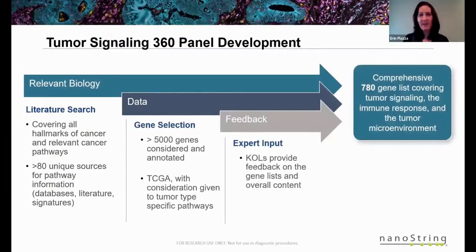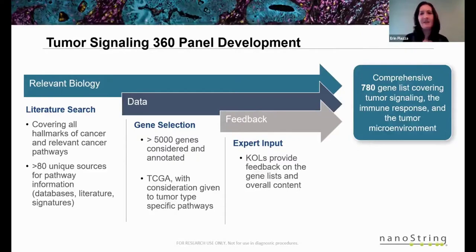So for this particular panel, we started again with the literature search, making sure we covered all hallmarks of cancer and cancer-relevant pathways. That gave us 80 different unique sources for genes that included databases, literature, and published signatures. Overall, we considered over 5,000 genes, and these were annotated with respect to pathways. And then we used our internal development software to assess the most informative genes in each of those pathways within the context of TCGA, with consideration in some cases for tumor type specific pathways in a fashion I'll explain a bit in a few slides.